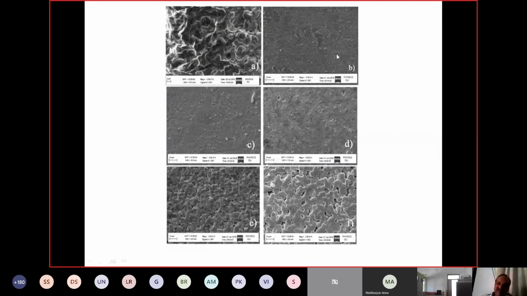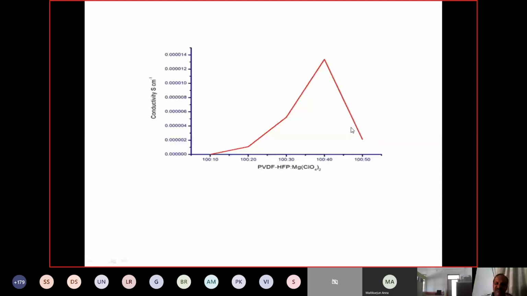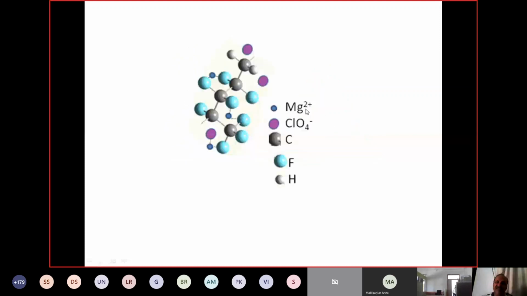So you see here, again the conductivity is increasing when we increase the salt, even in the PVDF-HFP polymer. You see how that is coordinated. Magnesium is coordinated with the fluorine of the PVDF, because PVDF has fluorine atoms, which have lone pairs of electrons, so they can coordinate with the cation. So there is a possibility of the magnesium coordinating with the fluorine, where you can see the ClO4 is free within this structure itself. Okay.